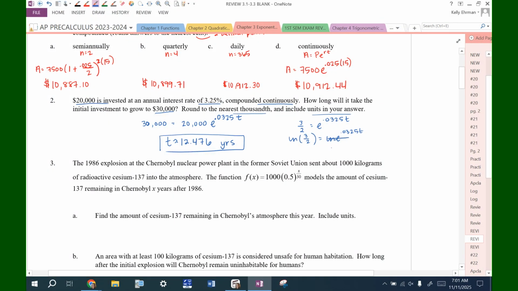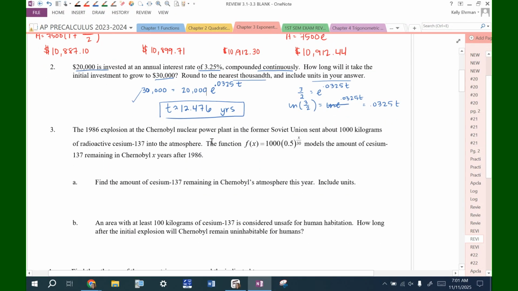And then you would divide, this is 0.0325, and then you would divide by that to get this answer. But I would rather that you just solve by graphing. That's an important skill to have for AP Pre-Calc and AP Calculus next year.